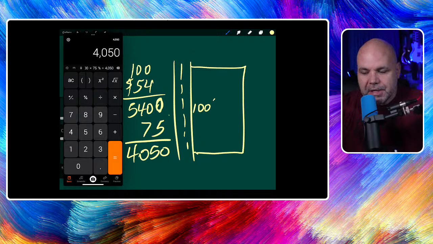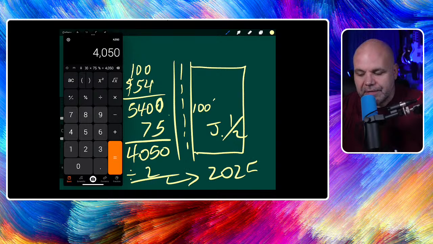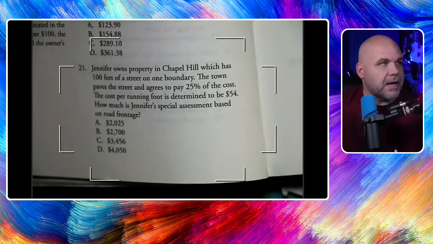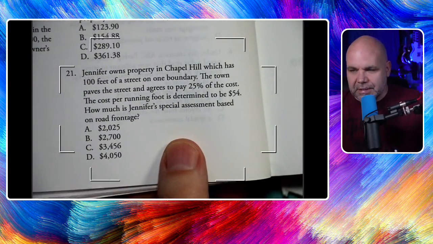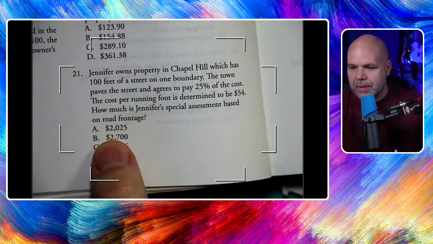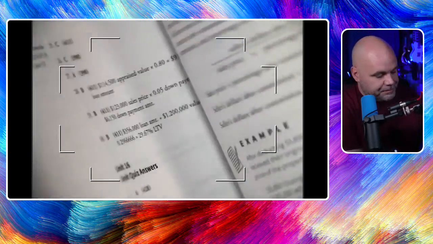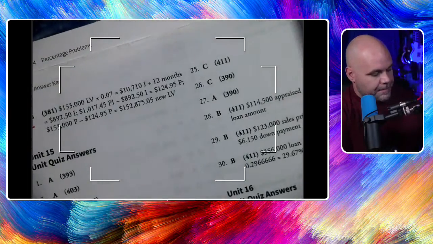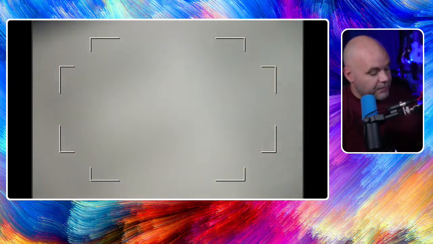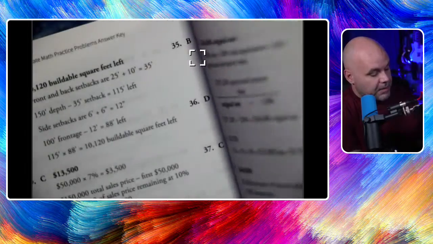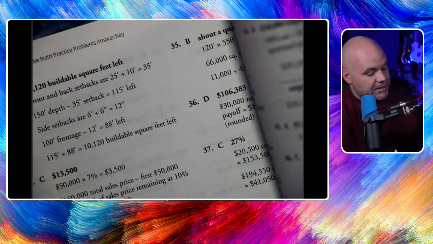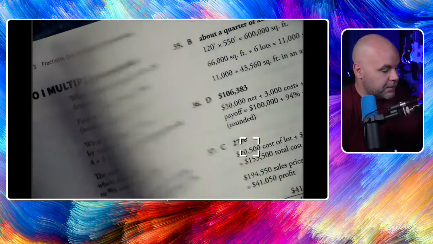But again, Jennifer is only responsible for half of that cost. So $4,050 divided by 2 is $2,025. And that is answer choice A, $2,025. That's the actual correct answer. We'll verify that in the back of the book. So when it's a street frontage or a street repaving kind of problem, don't forget to divide by 2, because Jennifer is sharing that assessment with her across the street neighbors.